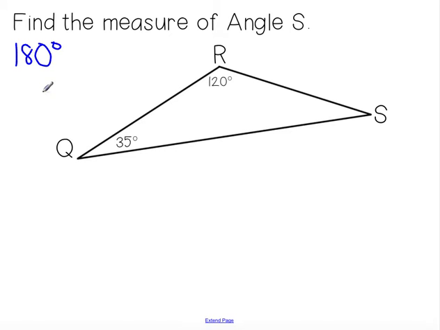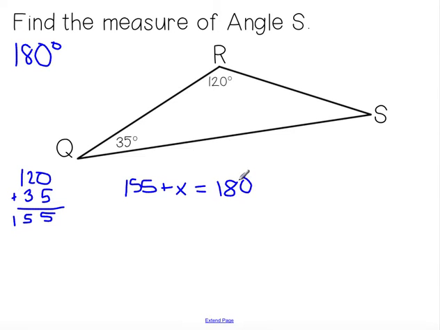total. Okay, so the first thing we're going to want to do is add up the two angles that we know. We'll leave that S for last. So if we have 120 plus 35, that brings us to a total of 155 degrees. So we need to add some number to 155 to get 180. So we can subtract in order to find that answer. 180 minus 155 is what? We need to borrow.